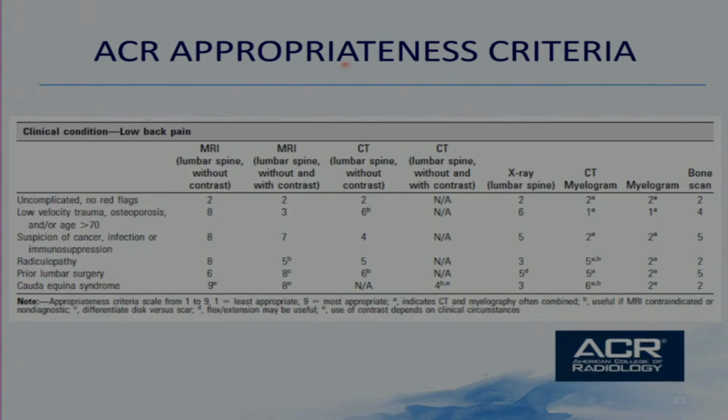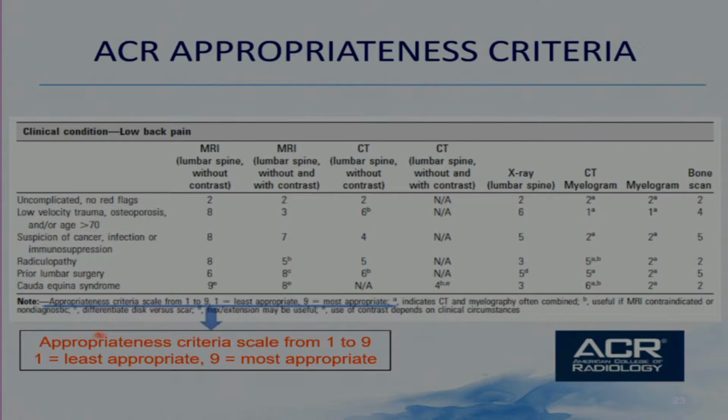So this is the ACR appropriateness criteria for clinical condition low back pain. So there is an appropriateness criteria scale from 1 to 9, 1 being least appropriate and 9 being the most appropriate. For example, MRI will have a low score of 2 for uncomplicated low back pain without red flags.